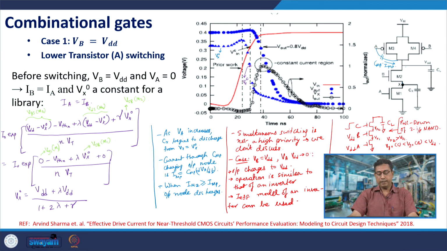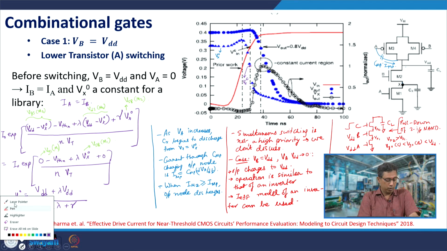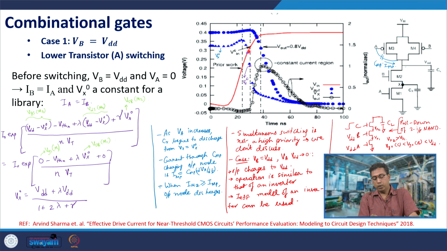So, now let us discuss the further discharge. As we had discussed earlier, when Vx begins to discharge, the current through M2 begins to rise because VGS of M2 increases, and the current through M2 becomes equal to IMP. Further, when Vx reduces, the current through M2 increases beyond IMP, and that is when the output node Vout begins to discharge.